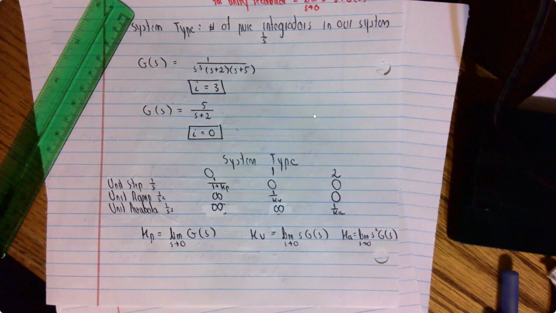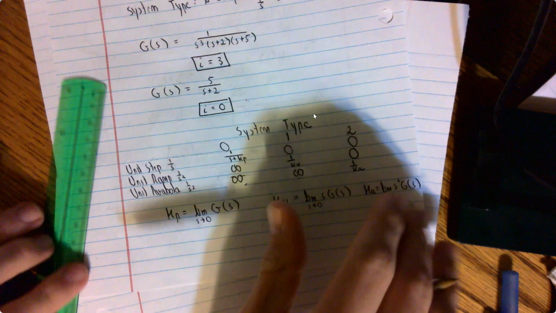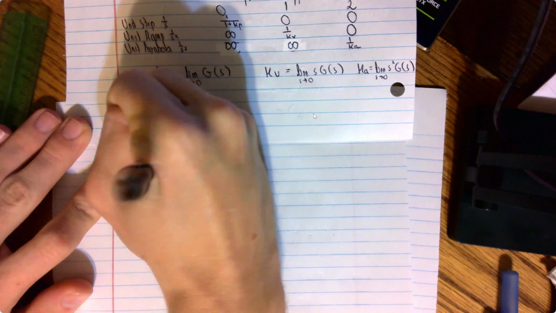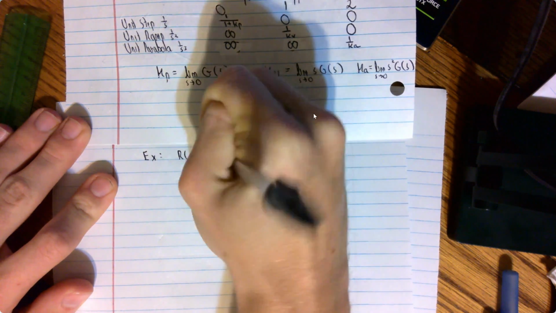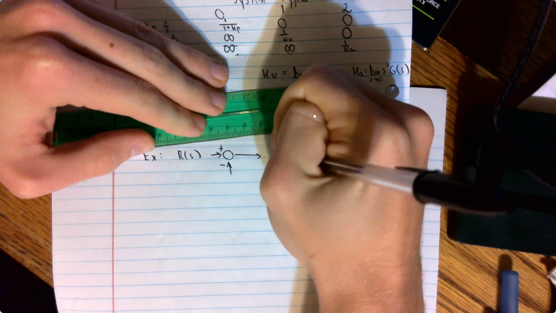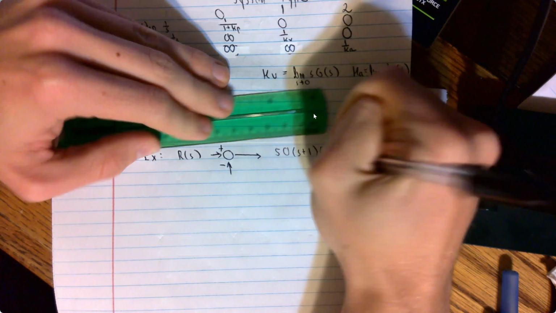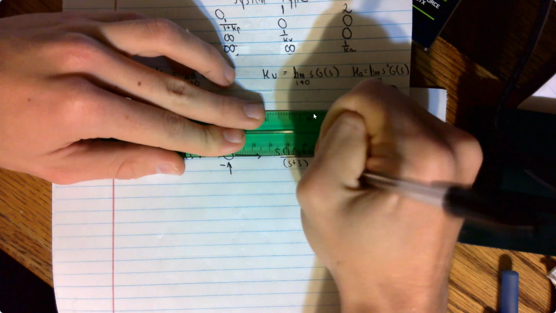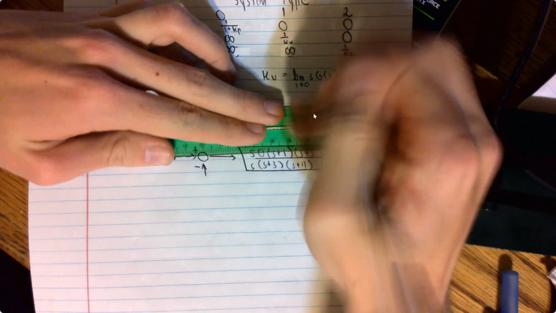And so let's look at an example where we're given the following system. For our system, we're going to have our R(s), and then it's going to go through a summing block. And then here, our G(s) is going to be given by 50 (s plus 1)(s plus 5), all over (s plus 3)(s plus 4), and then we're going to have an s here. And then our output is C(s).